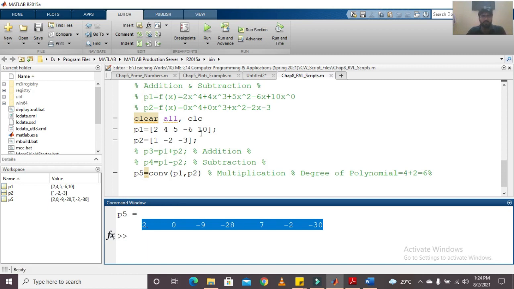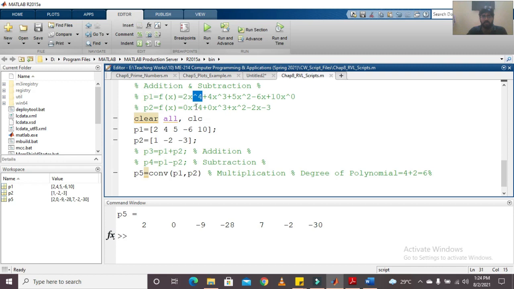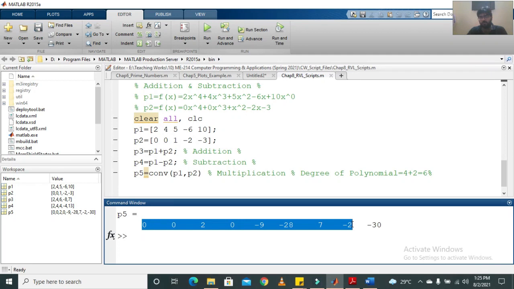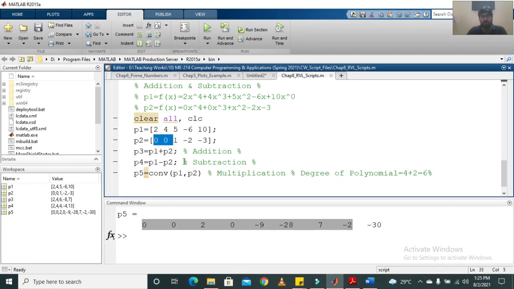In the previous example, what we did was we multiplied x to the power 4 and x to the power 4, meaning 4 plus 4 should give you degree 8, and this is what happened over here. It was giving you a polynomial of degree 8, but when I remove them for multiplication, it is not necessary that the order should be the same, but for addition and subtraction the order should be the same.